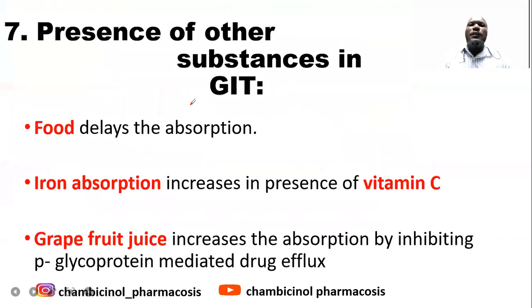Apart from that, we have the presence of other substances in the GIT. The presence of food in the GIT might delay the absorption of the drug, because food has a tendency to dilute the drug in the GIT. And you know, the diluted form of the drug will be absorbed much less than the concentrated form. Also, food has a tendency to form a complex with the drug. Once it forms a complex, that complex will not be able to be absorbed.